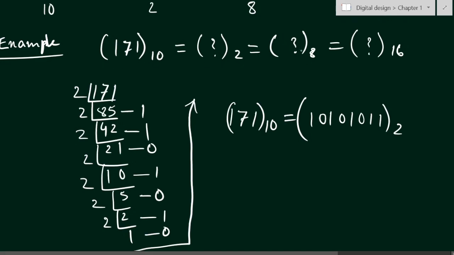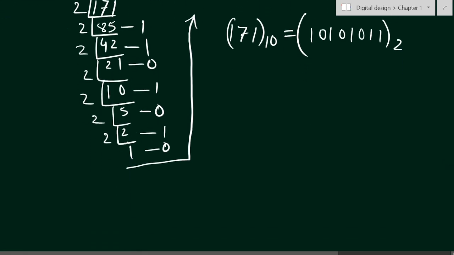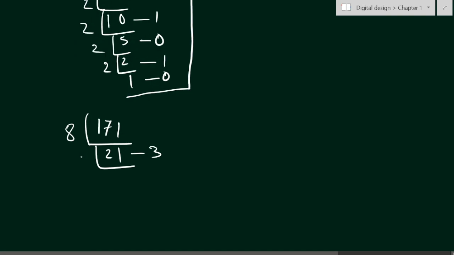Now suppose we want to convert into the octal number system. The base in the octal number system is 8. So here we will again take 171 and divide it by 8. So the remainder is 3. Okay. Next, again you divide.